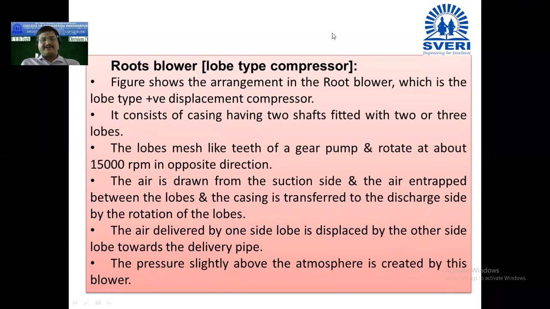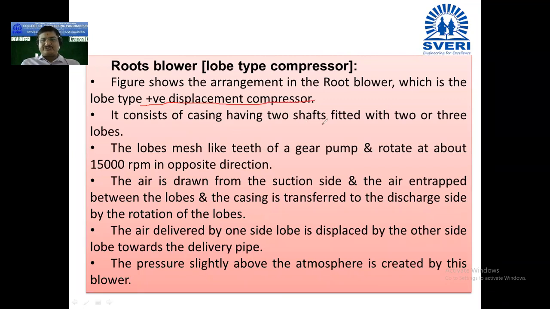So this root blower is also one type of the positive displacement compressor because it is pressurizing the air and it pushes in the forward direction. So this is one another type of the rotary compressor, positive displacement compressor.